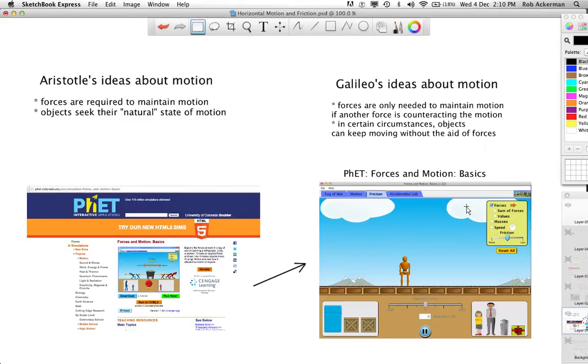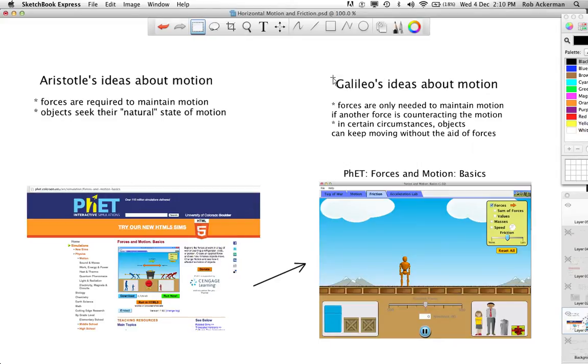Well, many years later, probably something like 1500 or more years later, along came someone named Galileo, and you may have heard of him. He's famous for many things, among them also ideas about understanding motion. And his thought was actually quite different from Aristotle's. He thought that the only reason a force is needed to maintain motion is if another force is counteracting that object. So unlike Aristotle, who looks at an object that's sitting on a table and says, that object wants to be at rest, and if I push it to get it moving, obviously a force is required to move it, and if I stop pushing it, it comes to rest.